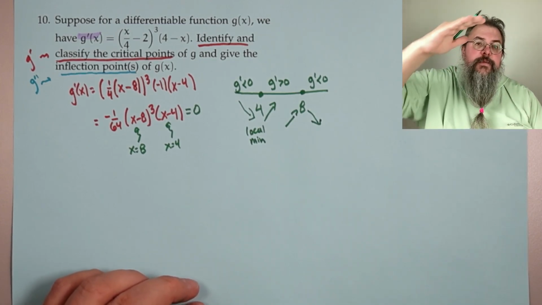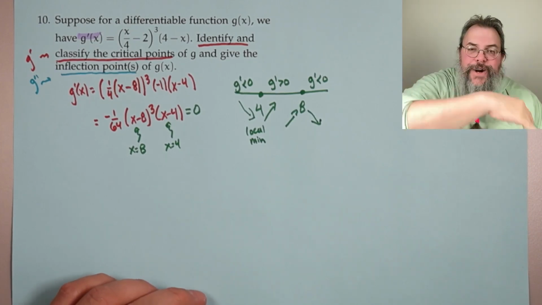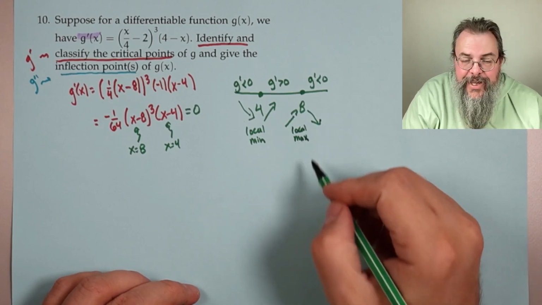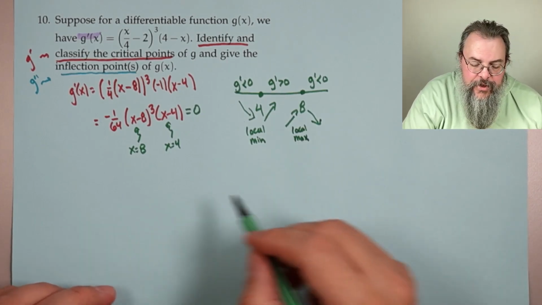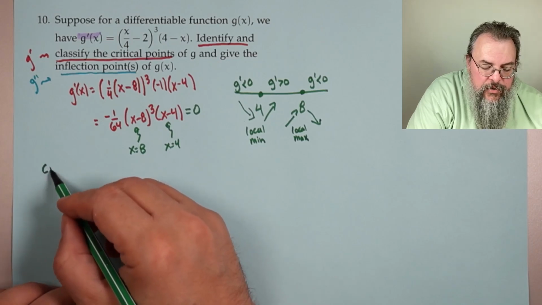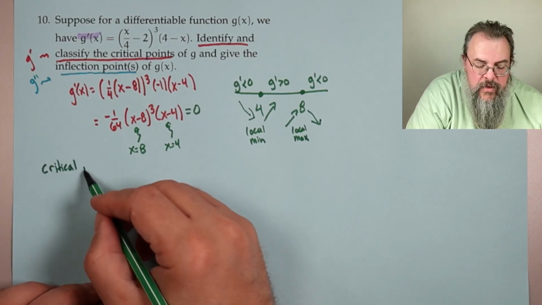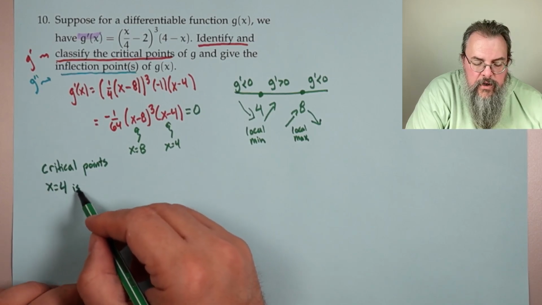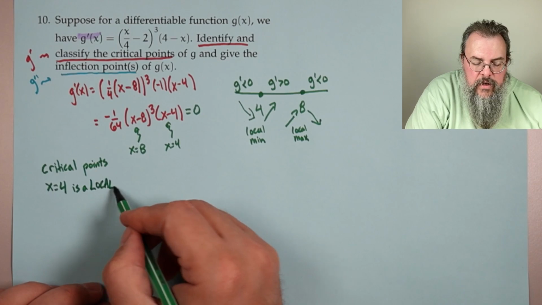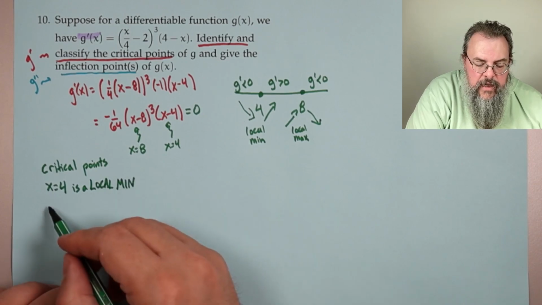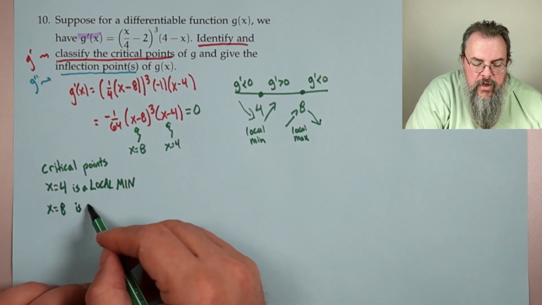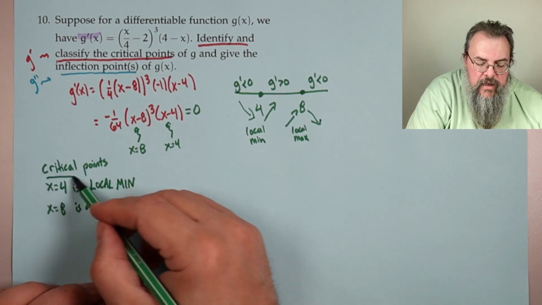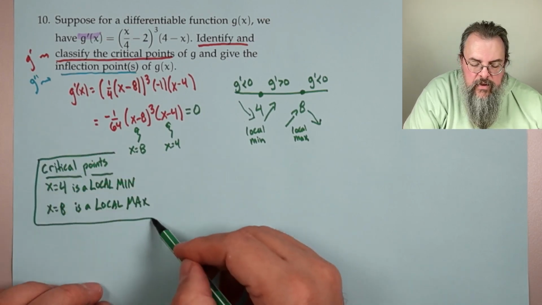Right. Up, then whoa! So what are we? Local max. Okay, so when it comes to critical points, we'll mark it here. Critical points, we have 2. At x equals 4, we are a local min. And x equals 8, we are a local max. Okay, so good.